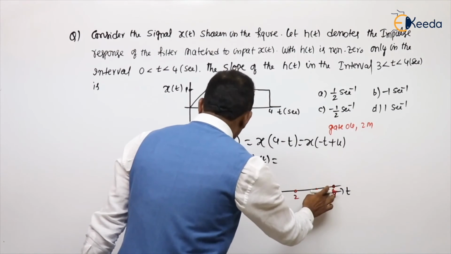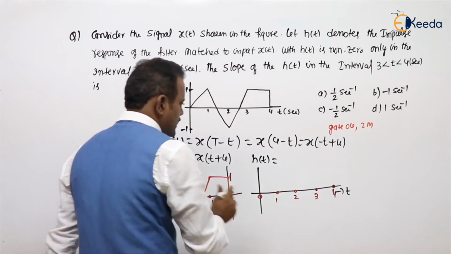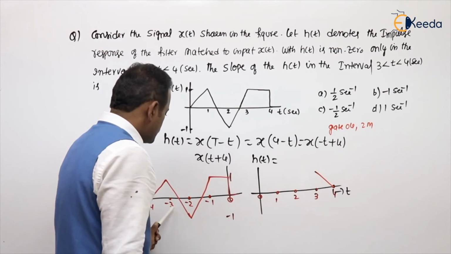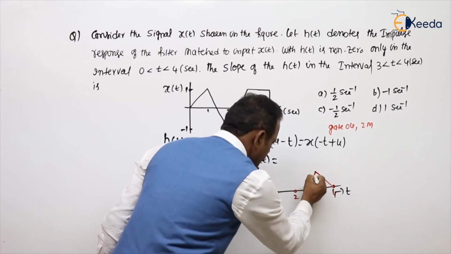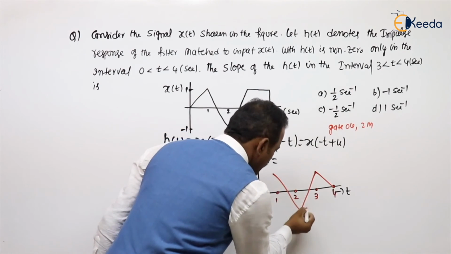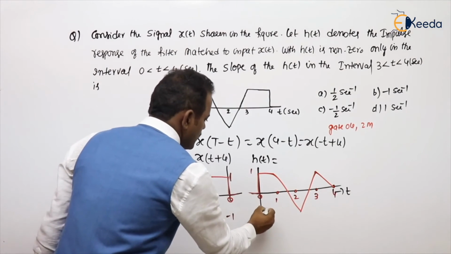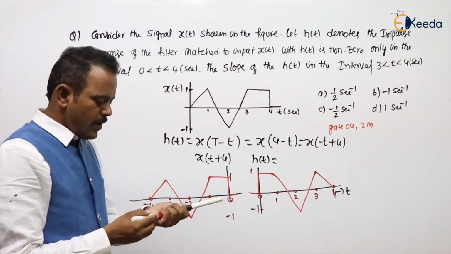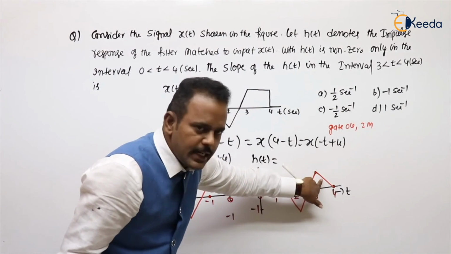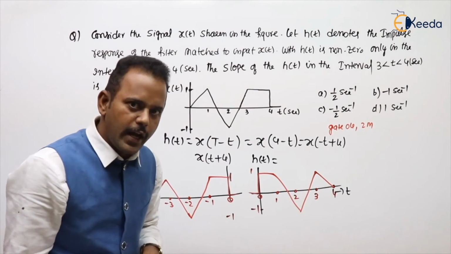So from minus 4 to minus 3 it was increasing, and the same thing is reflected. Next 3 to 2 will be decreasing. 2 to 1 increasing. Then constant like that. This is 1, below will be minus 1. Where is the slope asked? From 3 to 4, which is decreasing now. From 3 to 4, decreasing means obviously negative.